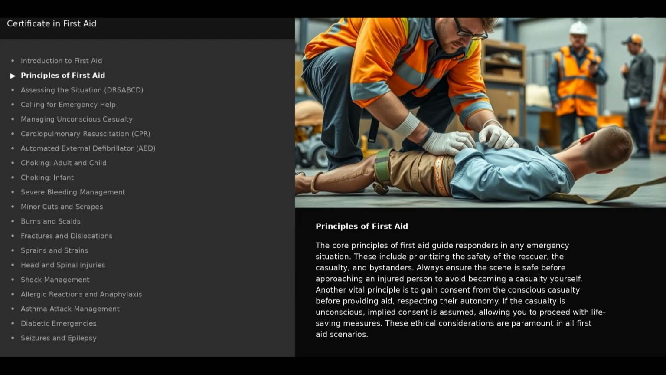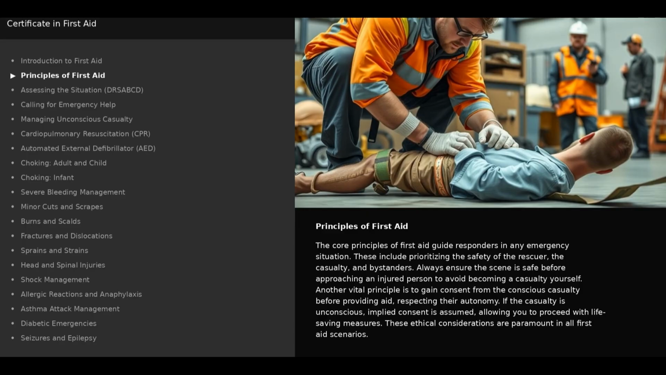Principles of first aid. The core principles of first aid guide responders in any emergency situation. These include prioritizing the safety of the rescuer, the casualty, and bystanders. Always ensure the scene is safe before approaching an injured person to avoid becoming a casualty yourself.